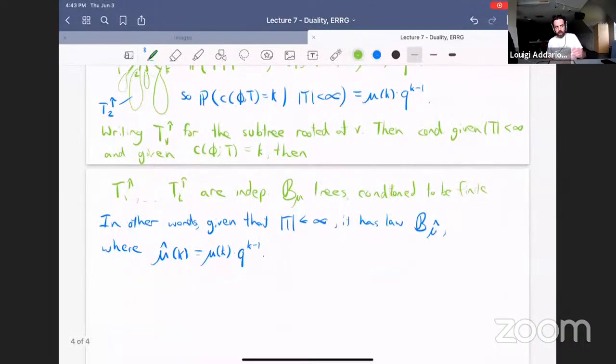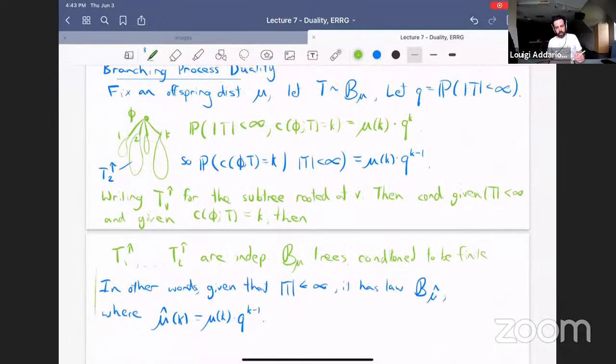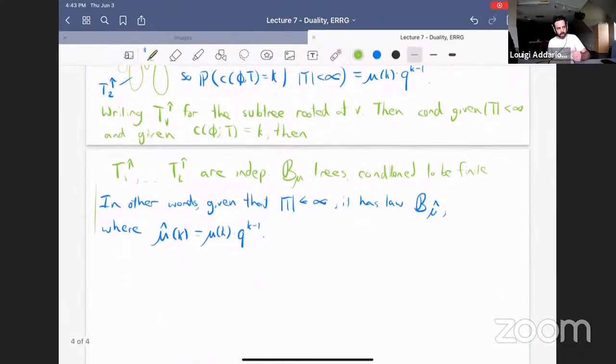Okay, so just as a sanity check, we know which BGW trees are almost surely finite, and this one had better be finite because we conditioned it to be finite. So this mu hat should be a subcritical offspring distribution. It should have mean at most 1. Well, let's check that that's the case.